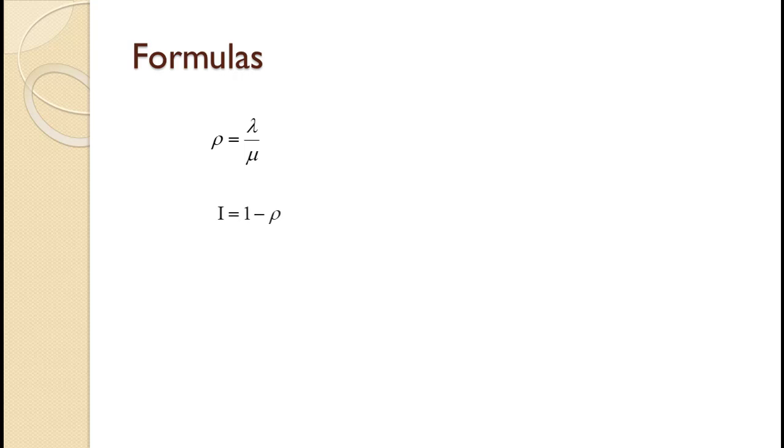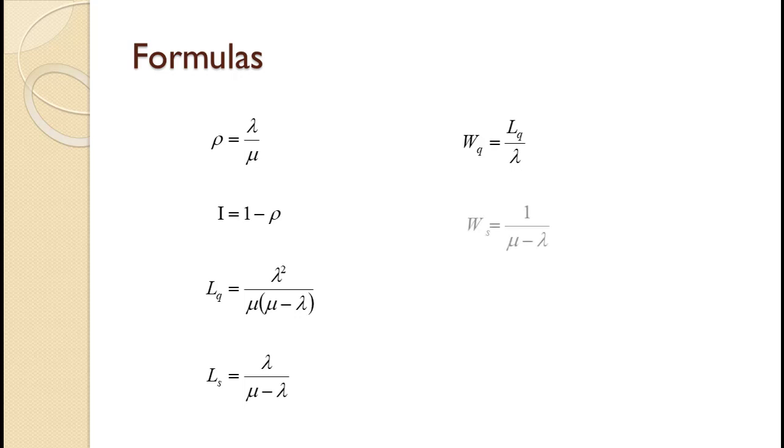The percent idle time I is just 1 minus the utilization. The average number waiting in the queue, L sub q, is lambda squared divided by mu times the quantity mu minus lambda. L sub s is the average number waiting in the queue combined with the average number being served in the system, so it is always larger than L sub q. It is lambda divided by the quantity mu minus lambda. The average waiting time in the queue, W sub q, is L sub q divided by lambda. The average time in the system, W sub s, is 1 divided by the quantity mu minus lambda.